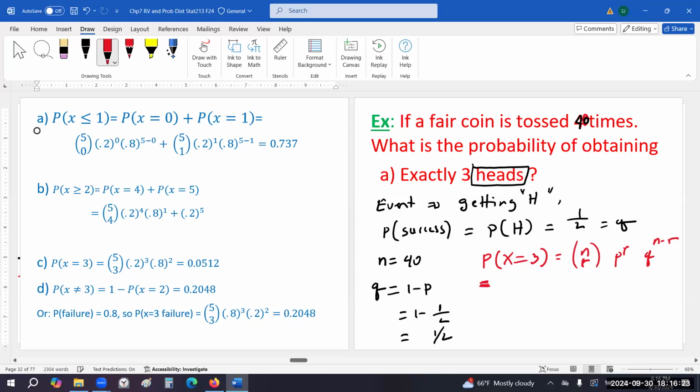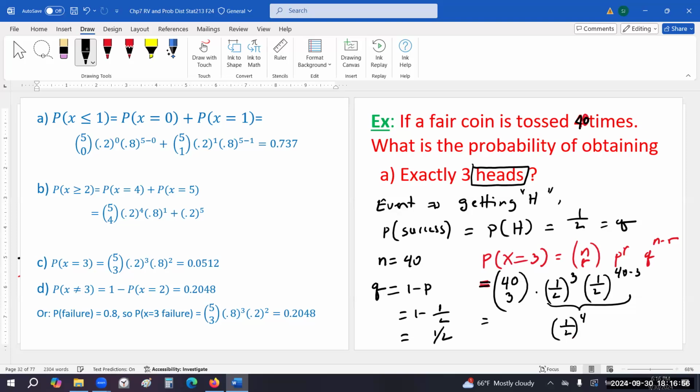So what would be our formula here? What choose what? We have 40 trials. In these 40 trials, we are looking for only 3 heads. Probability of head is half, that gets the r. Probability of failure is also 1/2, that gets 40 minus 3. So when you combine these, we actually get 1/2 to the 40. So you don't have to do it twice. It's simply 1/2 to the 40.